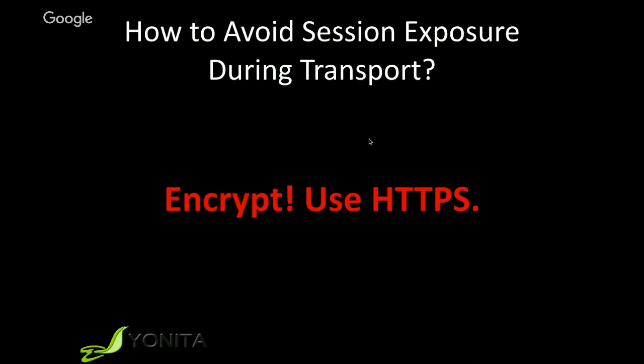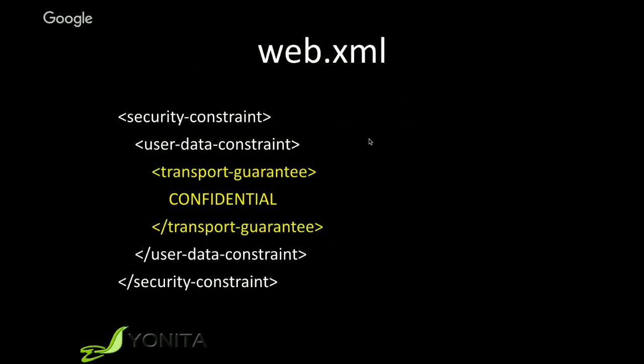Encrypt. Encrypt our transport channel and use HTTPS instead of plain HTTP. And use it properly. Remember about Heartbleed in OpenSSL and Logjam in Diffie-Hellman. And how to configure that? First, in web.xml, we set up a security constraint to use a transport guarantee set to confidential.